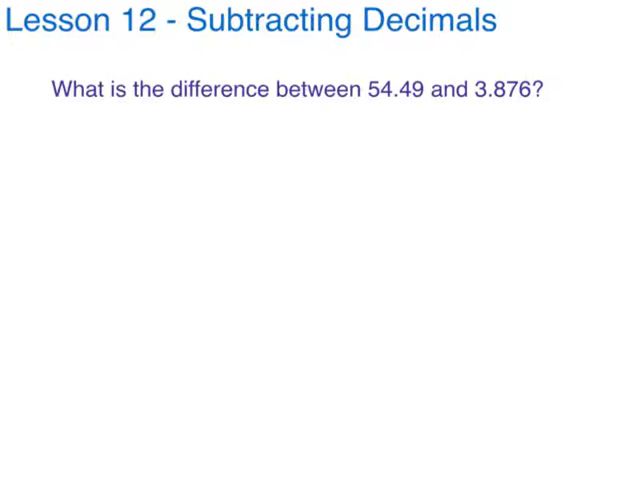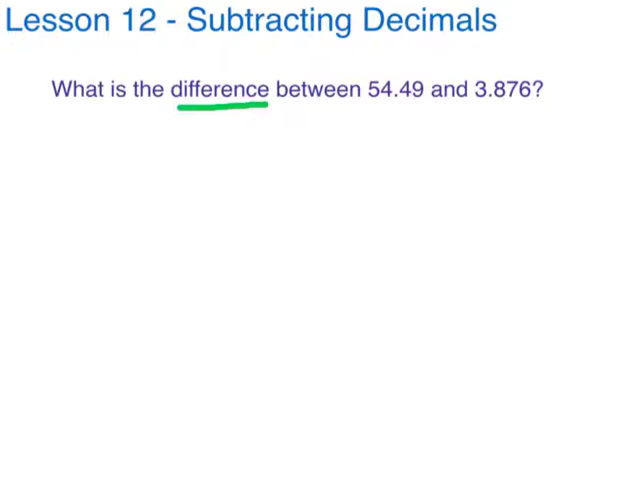Welcome to Lesson 12, Subtracting Decimals. In this lesson, you're going to learn how to subtract decimals, much like you learned how to add decimals in the previous lesson. You will often see the word difference used in subtraction questions, and that word difference tells you that you need to subtract the numbers. So in this case, we are subtracting 54 and 49 hundredths minus 3 and 876 thousandths.